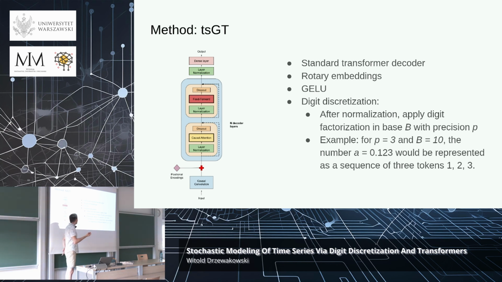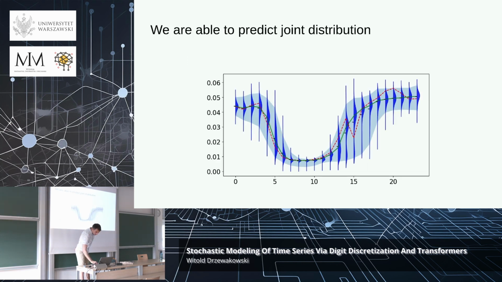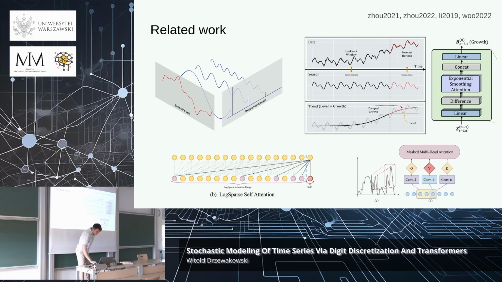And those digits have certain embeddings. And the number of those embeddings is actually lower than the number of embeddings that we would have if we embedded each of those 1,000 values separately. Yeah, so very simple method, not using all those fancy stuff.